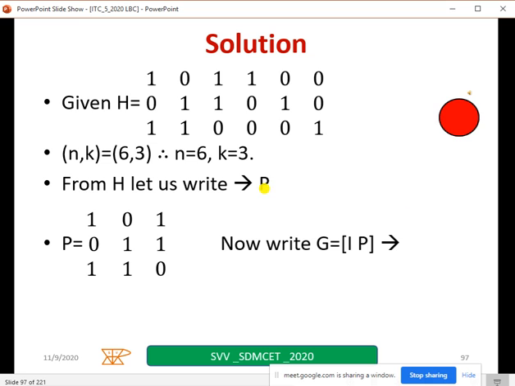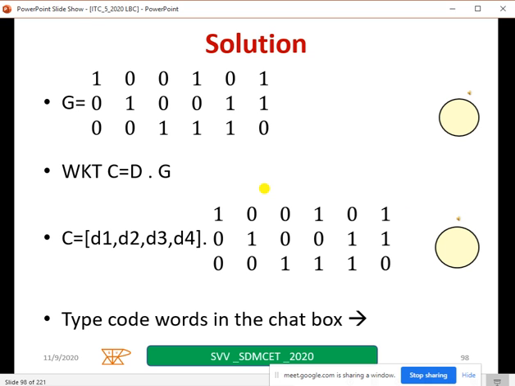Let us go to the next slide. I'll show you the G. And once you have written G equal to, next, write down C equal to D into G. Take all the data combinations and find out the code word. Type your answer in the chat box.